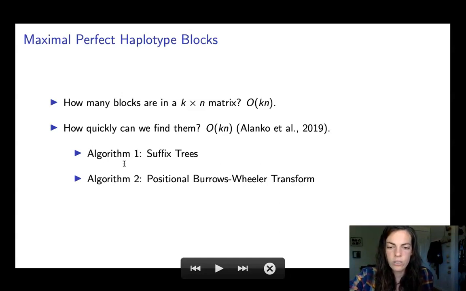They actually gave two solutions, the first using a suffix tree, and the second using a different data structure called a positional Burrows-Wheeler transform, to process the data column by column, using only big O of k time for each of the n columns. We'll return to this method after defining the wildcard haplotype block problem and highlight how the addition of wildcards causes problems with this approach.